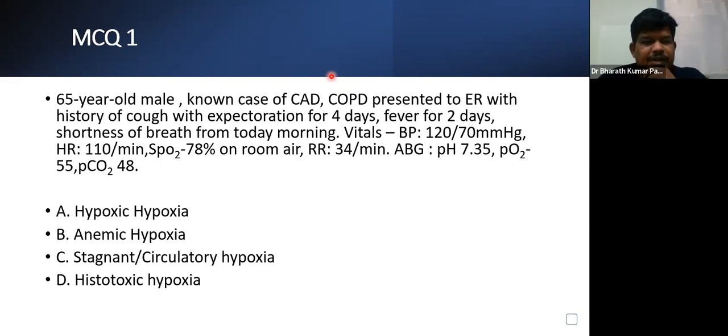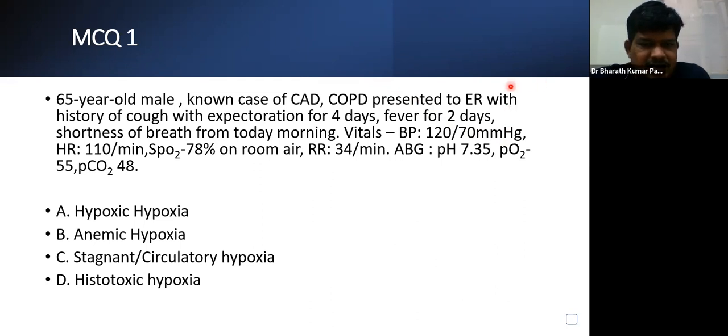Perfect. So I'll read out the first MCQ. There is a 65-year-old male, known case of coronary artery disease, COPD, presented to ER with history of cough with expectoration for 4 days, fever for 2 days, shortness of breath from today morning. The vitals were blood pressure of 120/70 millimeters of mercury, heart rate of 110 per minute, saturation of 78% on room air with a respiratory rate of 34. And ABG is pH of 7.35 with PO2 of 55 and PCO2 of 48.